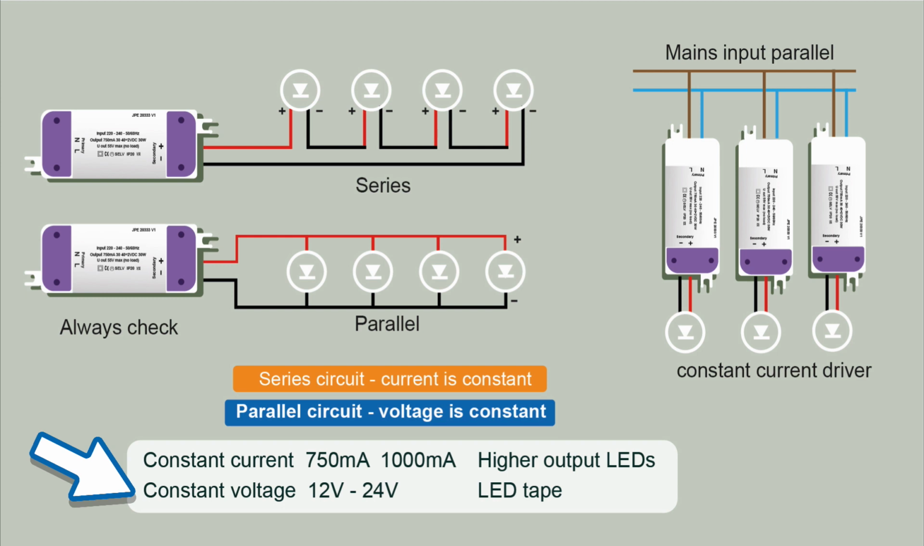Constant voltages are when you need a constant voltage. The common ones are 12 volt and 24 volt. They're often used for LED tape. The 24 volt generally give you more light output.